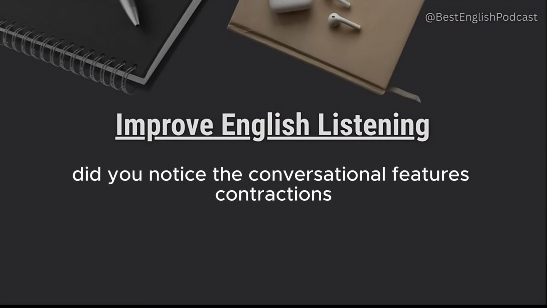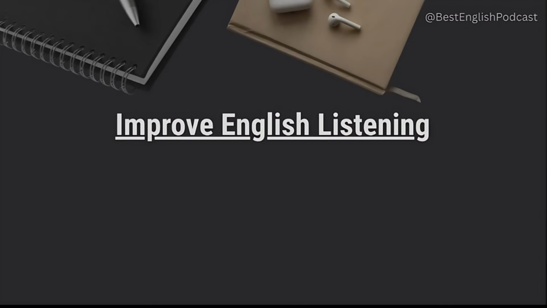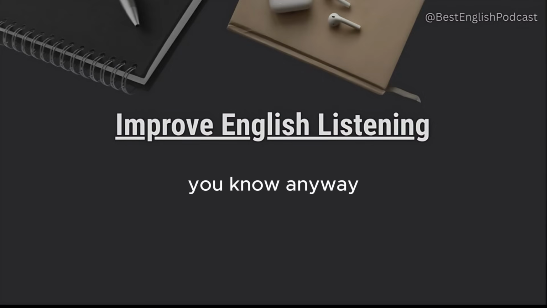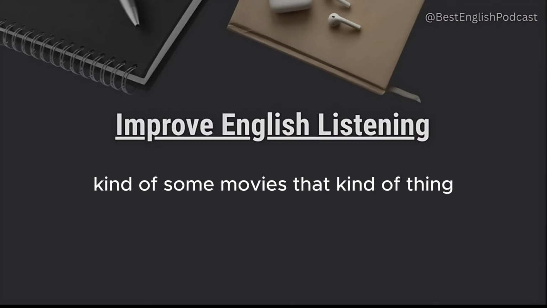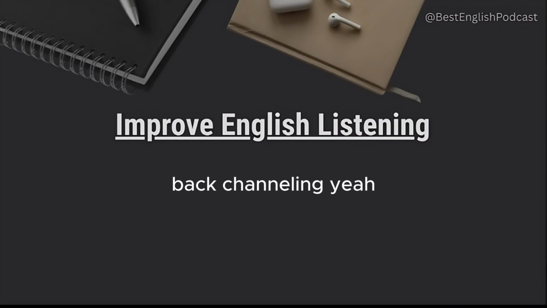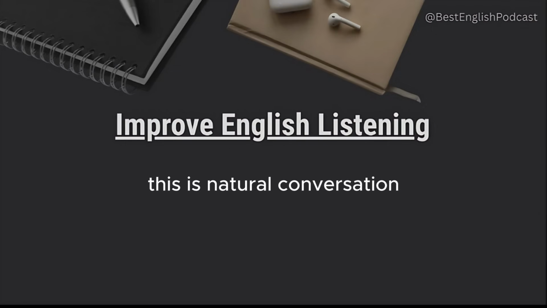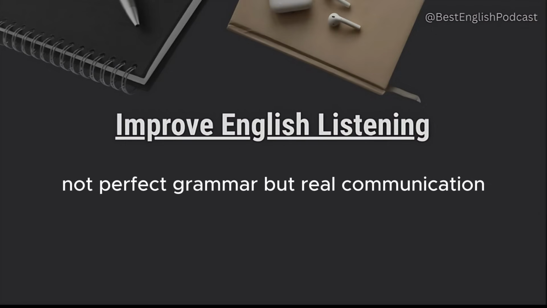Did you notice the conversational features? Contractions: "it was" instead of "it was," though "it's" would be more common. Fillers: "you know," "anyway." Vague language: "pretty good," "kind of," "some movies," "that kind of thing." Back channeling: "Yeah?" "Nice," "right?" Ellipsis: "How about you?" instead of "How was your weekend?" This is natural conversation, not perfect grammar, but real communication.